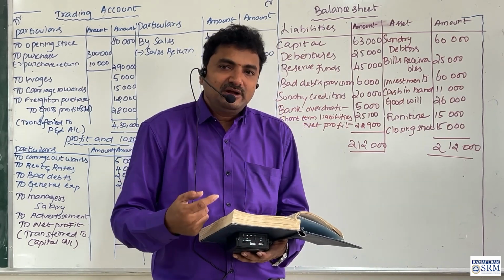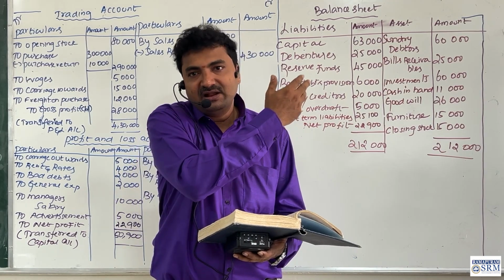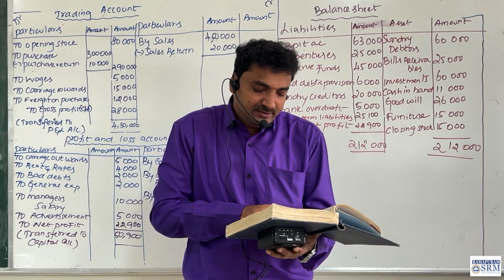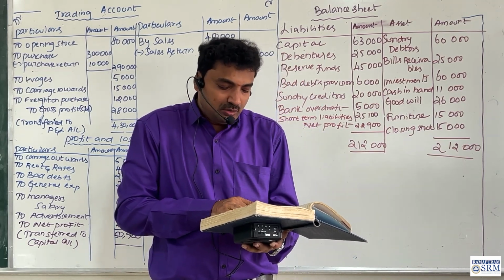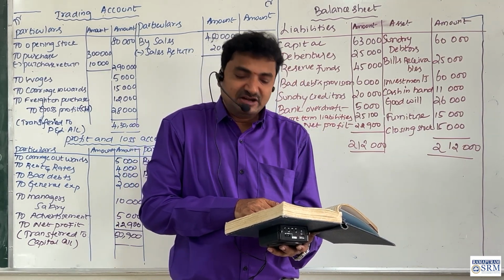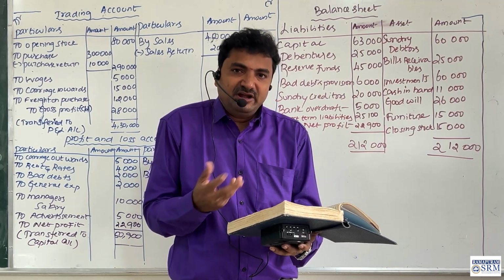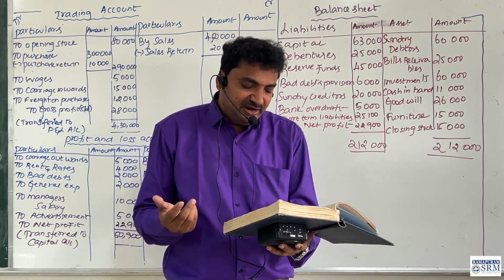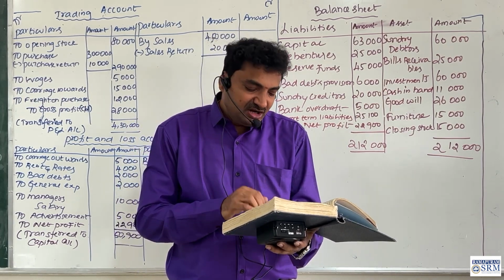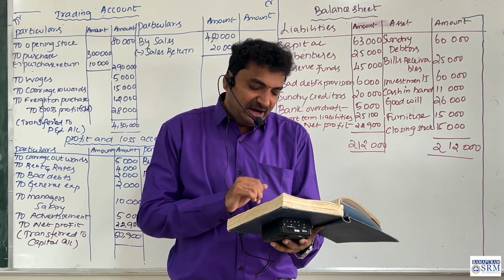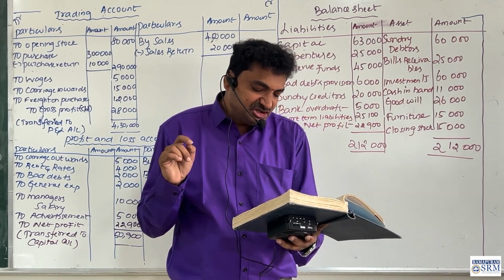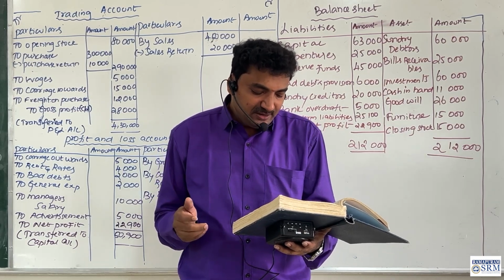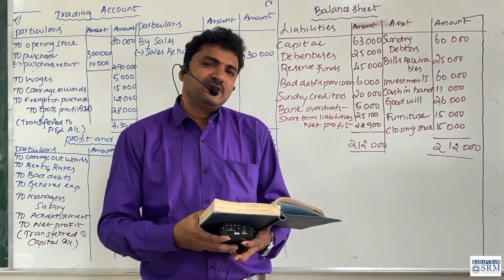So once again I repeat, what are the entries that will be coming on the liability side? Capital plus net profit plus interest on drawings. You have to add interest on capital. In case you have paid any income tax, minus income tax. Then sundry creditors, bills payable, bank overdraft, outstanding expenses, loan from bank, debentures, reserve fund, income received in advance.